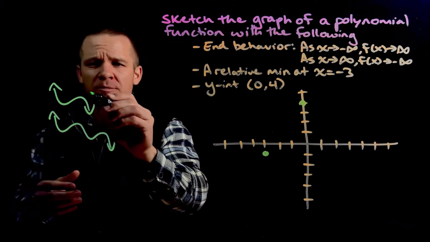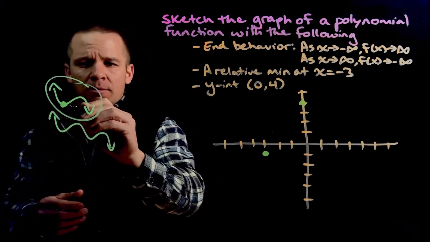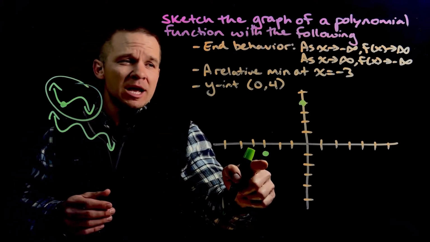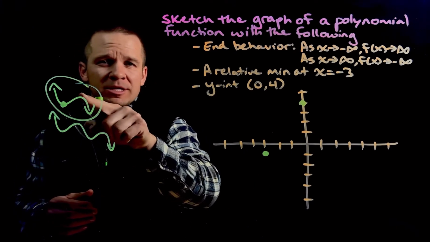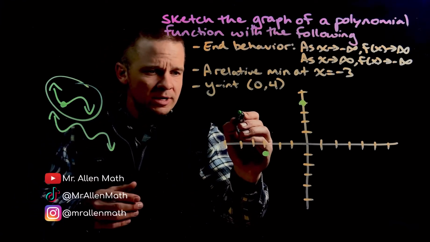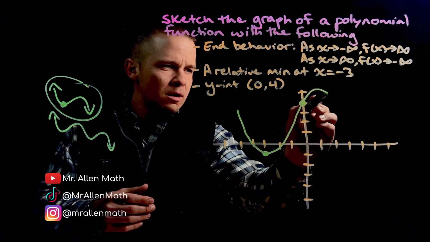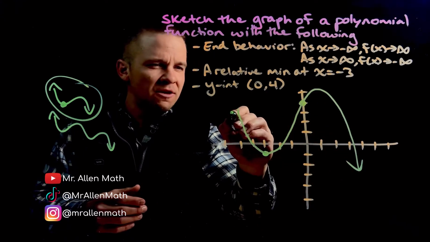So let's see here. Could I make a cubic function work in this situation? I could have my relative minimum right there be that point, and then I could come on up and have the y-intercept somewhere in here, right? So let's see if we can do this. I can swing down. Whee! I can come up and pass through here, and then come on back down. Let's see if that fits everything here.